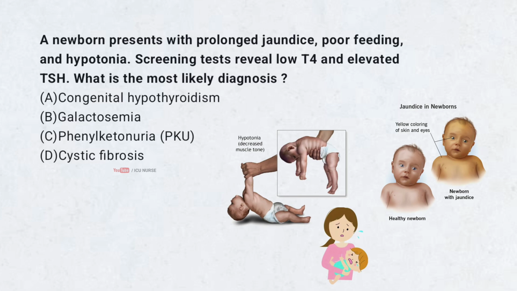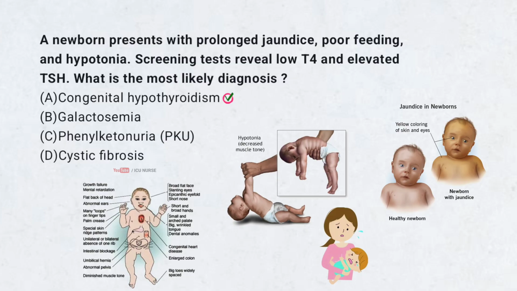A. Congenital hypothyroidism. B. Galactosemia. C. Phenylketonuria, PKU. D. Cystic fibrosis. Correct answer A. Congenital hypothyroidism.